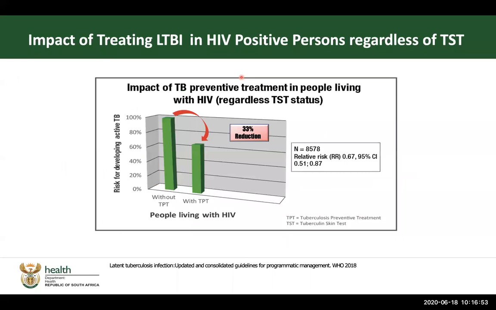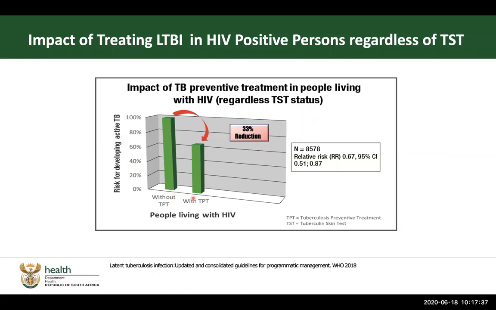Further studies went on to look into if we do provide TB preventative therapy in patients, regardless of their TST status, is there benefit? So that is the question we are trying to answer. Is there a benefit in giving TB preventative therapy in people who are at risk of getting TB? In this point in time, we are looking at people living with HIV and AIDS, regardless of the TST status, right? And the results showed us that there was a 33% reduction in the risk of developing active TB.